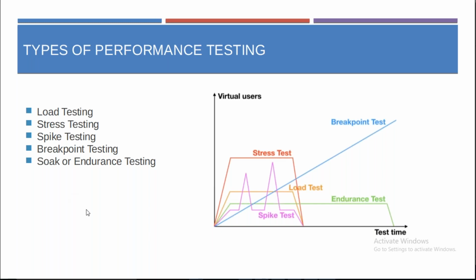My test is running at 100 users. I suddenly increase the load to 300 users. I decrease the load to 100 users again. I increase the load to 500 users, and then I again decrease the load to 100 users. So what did I do? I increase the number of users suddenly and again decrease them. Increase, decrease, right? So I'm creating a sudden increase and sudden decrease.